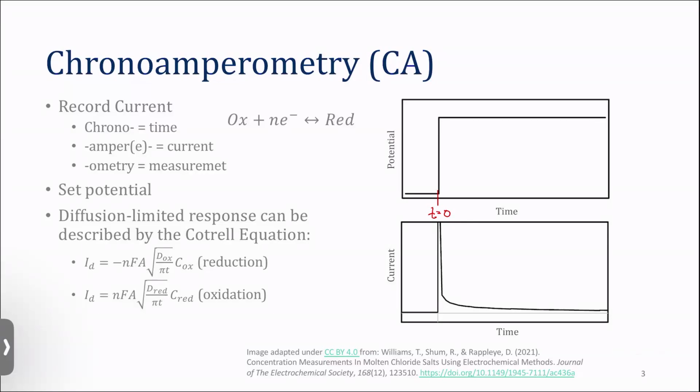And if that's the case, and diffusion is the only mode of mass transfer occurring, the Cottrell equation will apply, as shown over here. It's shown here for a reduction reaction, which you would use if your oxidized species is in solution, and it's written here for oxidation if your reduced species was dissolved in solution.